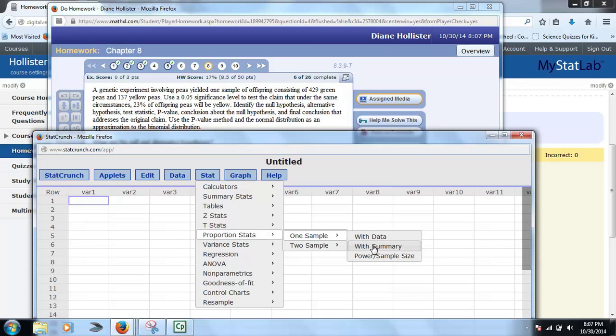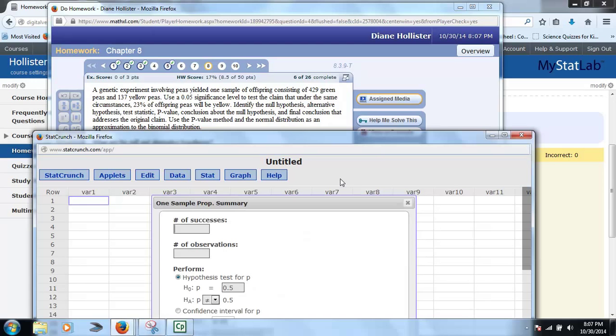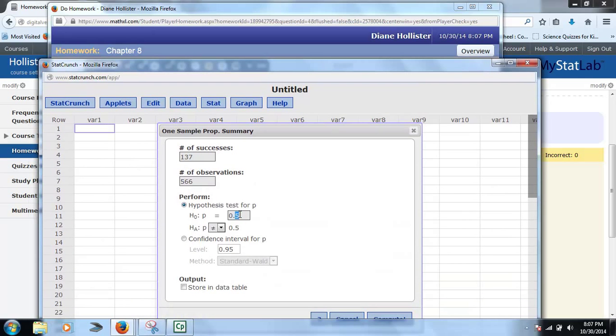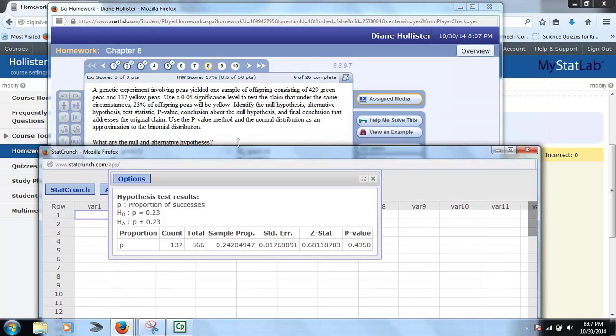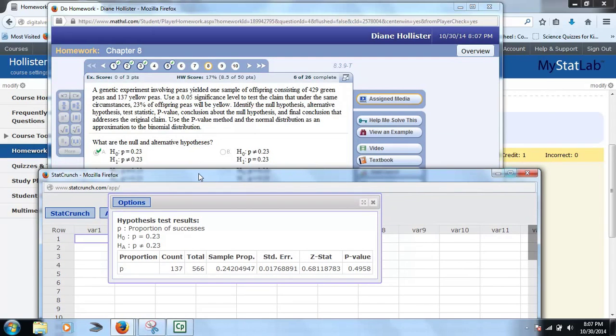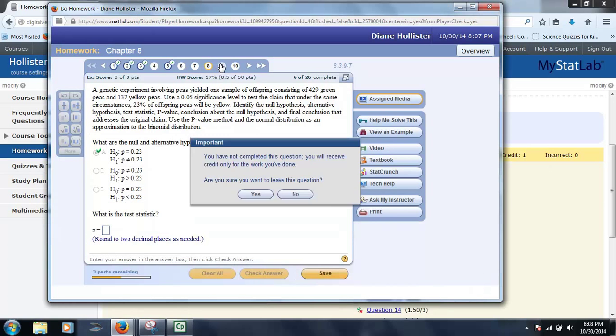Stat, proportion, one sample with summary. So again, remember, you're going to be adding 429 plus 137 to get a total of 566. So you have 137 out of 566. The claim is that it's 23. And we're going to click compute. Now our p-value is given here, 0.4958. That's definitely not less than 0.05. So we would fail to reject H0, meaning the proportion is approximately 23%.